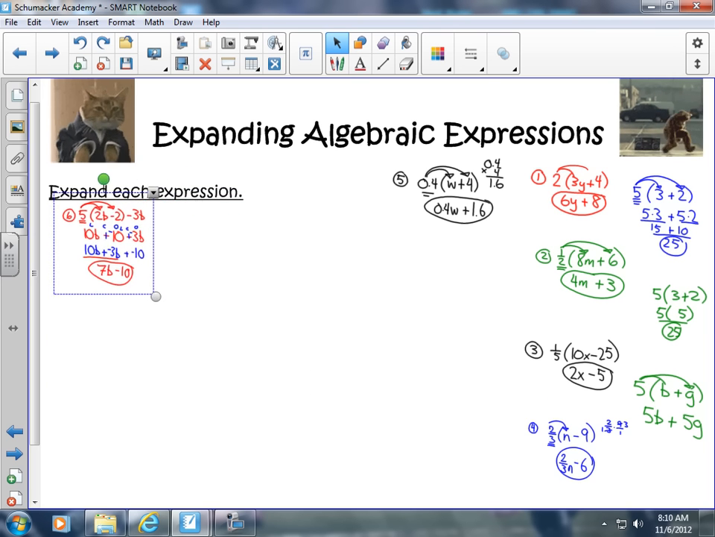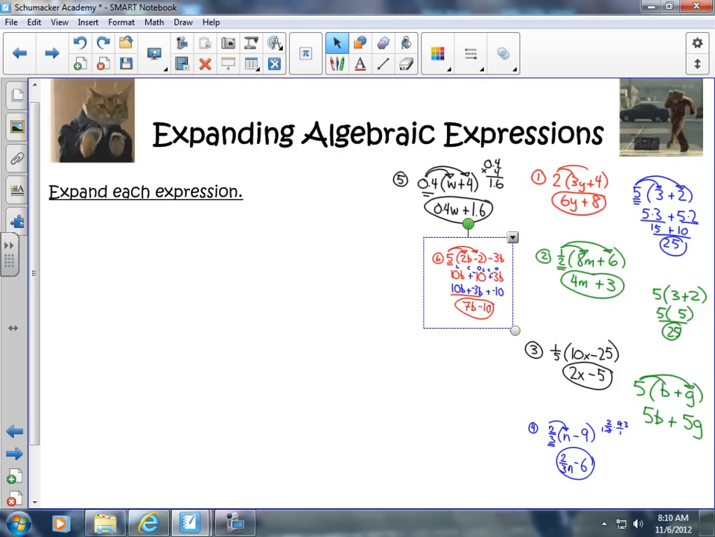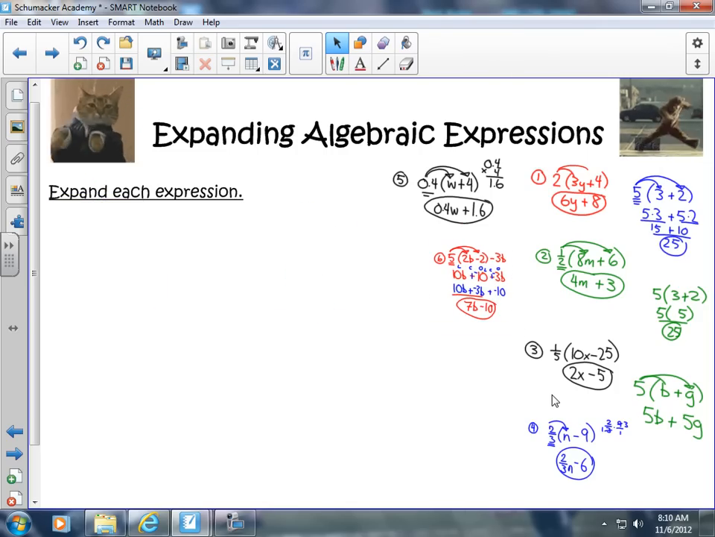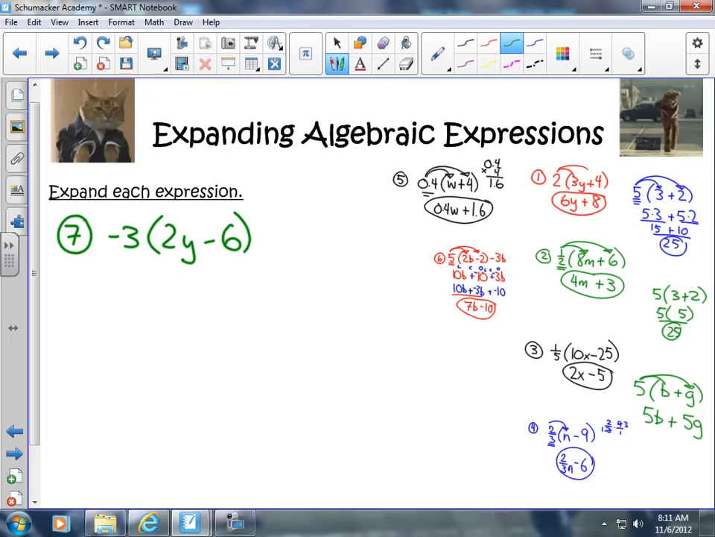And now we can't get any more simplified because we have now dealt with all of our like terms. Okay, getting to the end, we're just 2 away. So let's go ahead and make, for number 7, what if I have negative 3 times 2y minus 6? Again, I'm just going to use my distributive property. Now, at this point, if you want to make this a plus negative, it may make it easier for you.